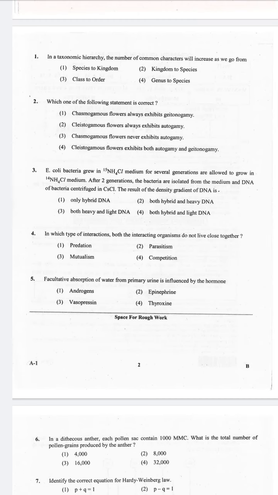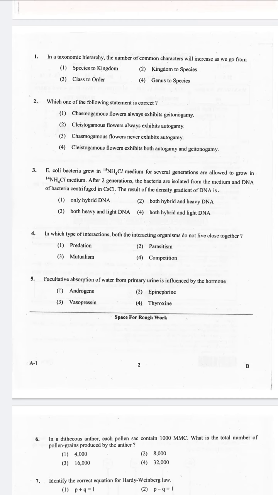Now let's discuss the solution of this. As we go higher from species to kingdom, the number of common characteristics goes on decreasing, or vice versa. The lower the taxa, the more are the characteristics that the members within the taxon share. Hope you understood this one. Now let's go to the second question.